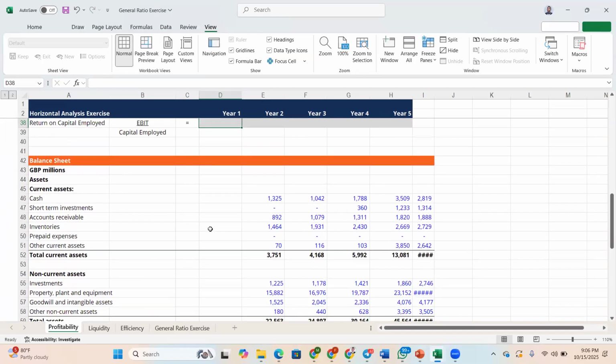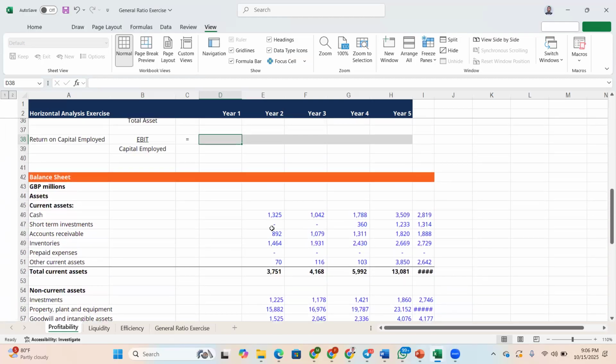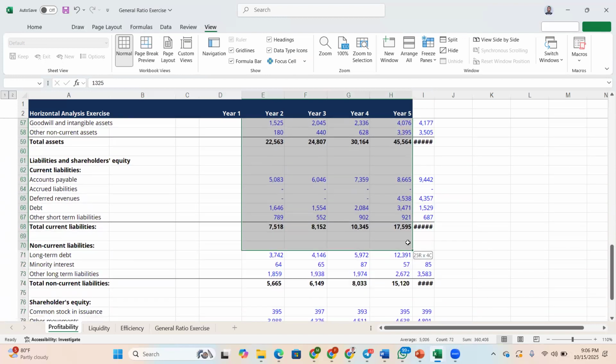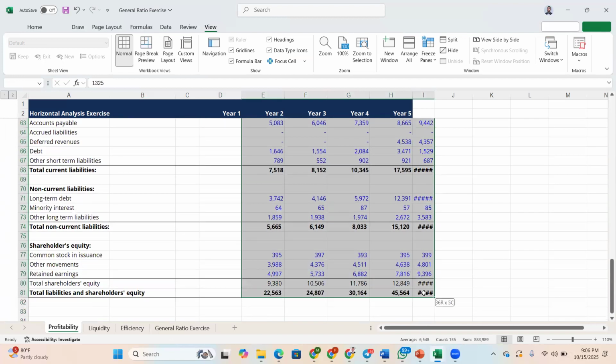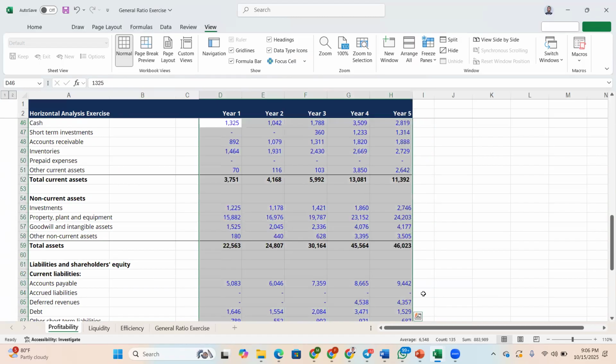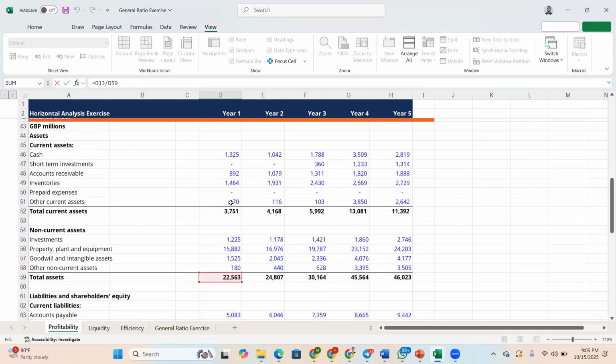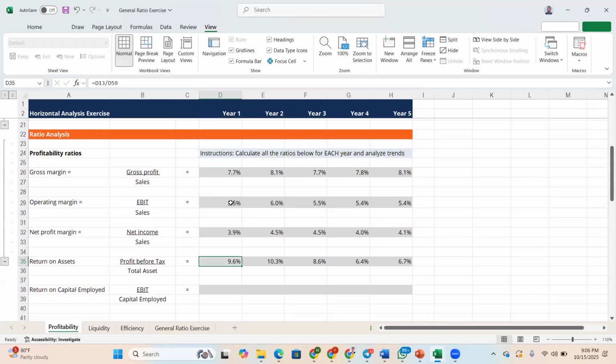Oh no. Wait, I hope there is no error. Wait, this is year one. Oh, I think there's an error. Let's quickly look at and fix this error. I didn't even realize that it has shifted. So these are year one. We need to go and check this ratio again. Okay, I think we are good. Total assets. This is okay. E59. Okay, we are good.